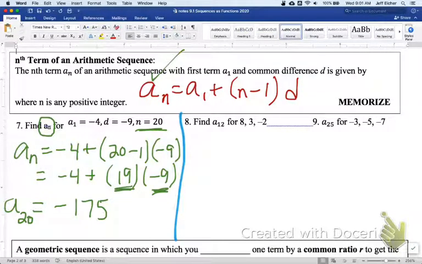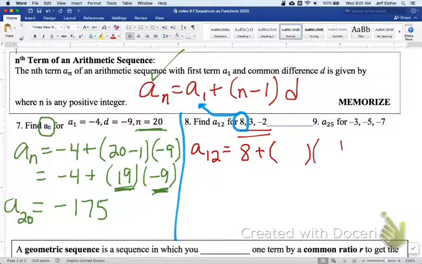Let's look at another example. We're looking for a sub 12 for this sequence. At least this sequence shows us what the a sub 1 is. A sub 1 is the first term, so the first term is 8, plus n minus 1, we'll talk about that in a second, times d.